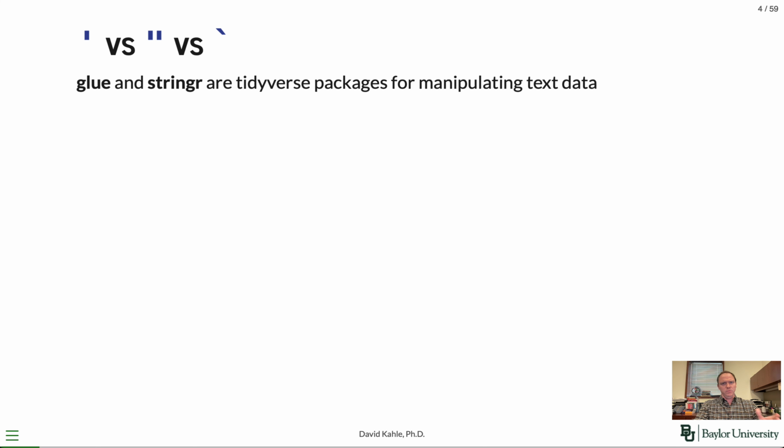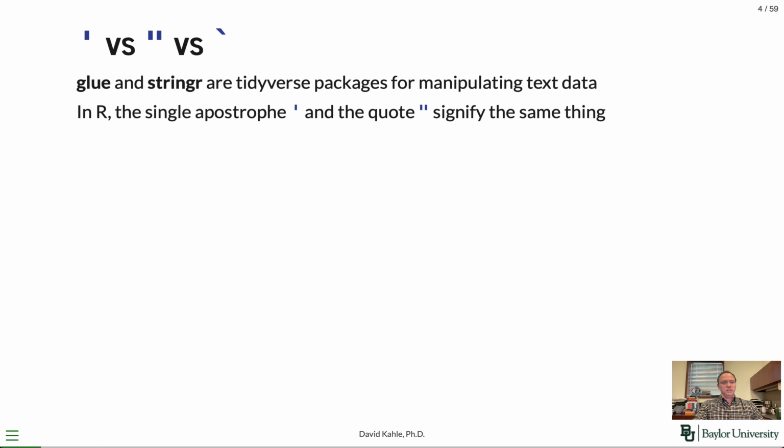Also, before beginning, I want to point out the differences between three punctuation marks that are usually considered to be roughly equivalent, or they look similar, in how they function in the R language. So there's the single quote, or the apostrophe, the double quote, and then, of course, the backtick. Now, the single and double quotes are going to be more or less interchangeable in the R language.